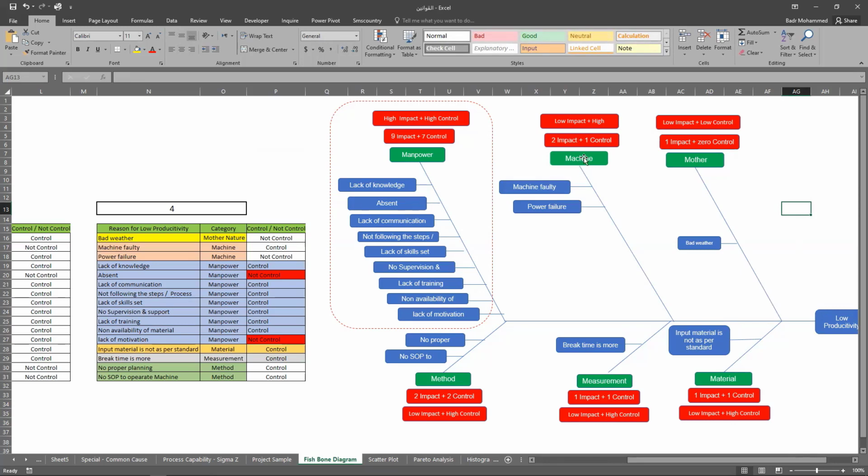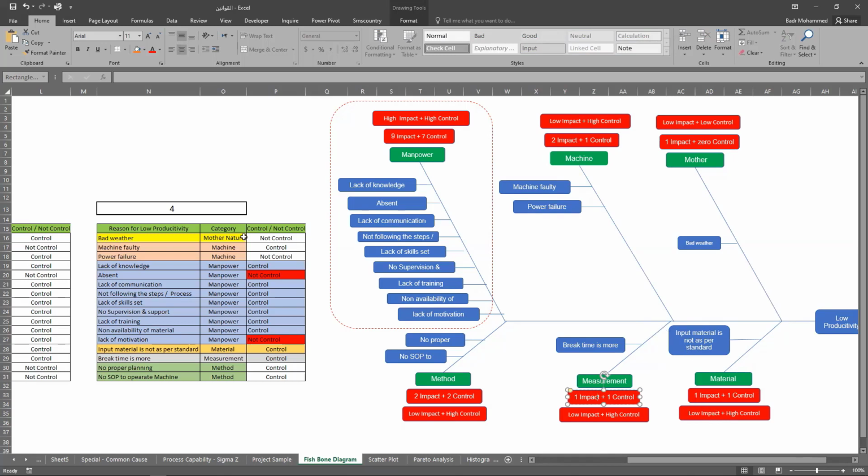For example, here in the machine, how many impacts do we have? We have 2. How many are we controlling? We are controlling 1. So this will be low impact but high control, because only 2. And so on. You will have 2 impact, 2 control. There is 1 low impact, low control. You have 1 impact and 1 control. There is low control, low impact and high control.